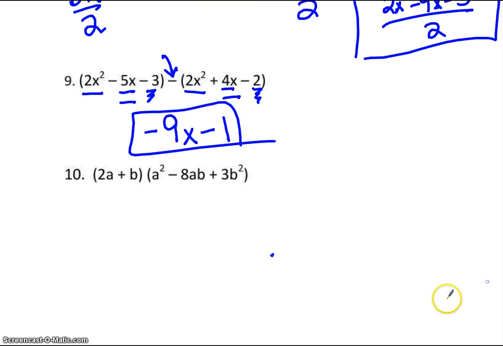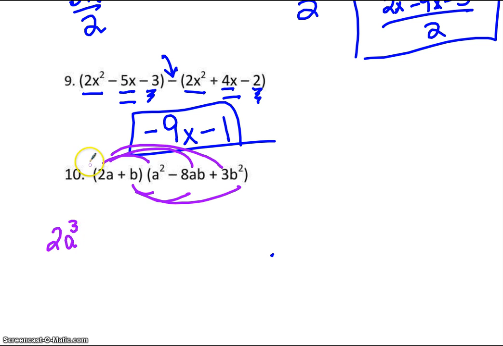Number 10 is long and drawn out, but you can do this. You're distributing. So you're going to take your 2a times everything, and then your b times everything. 2a times a squared becomes 2a to the third because we're adding our exponents. 2a times negative 8ab is going to be minus 16a squared b. 2a times 3b squared is going to be plus 6ab squared.